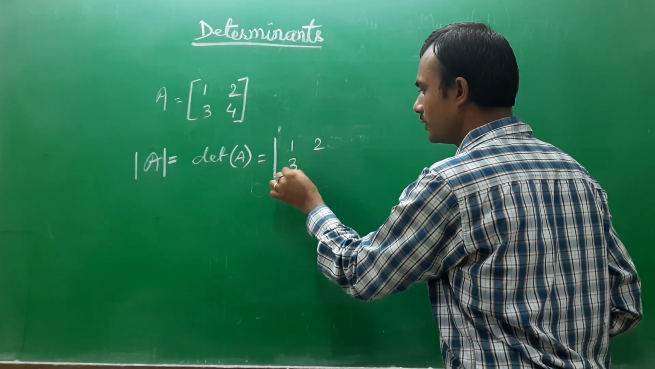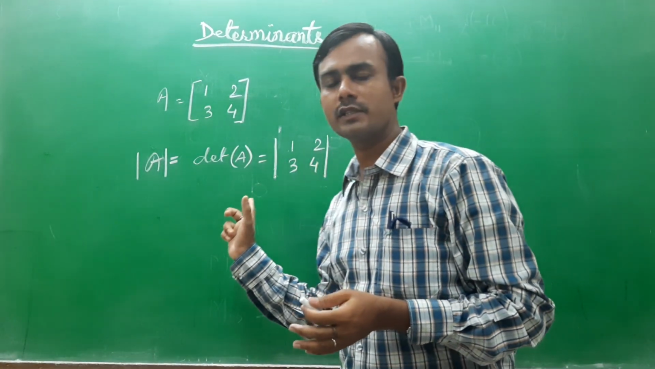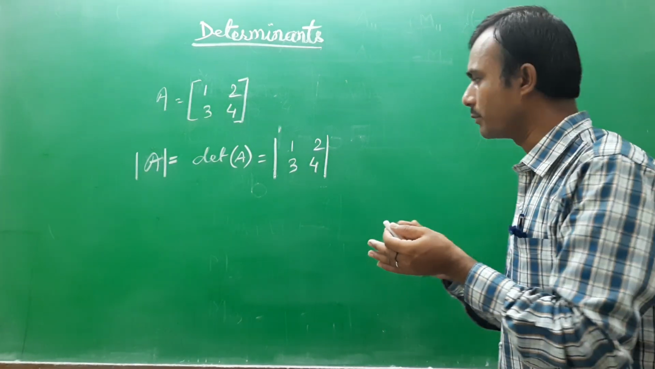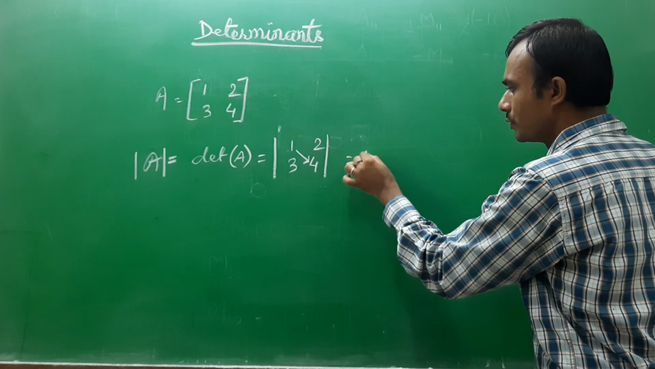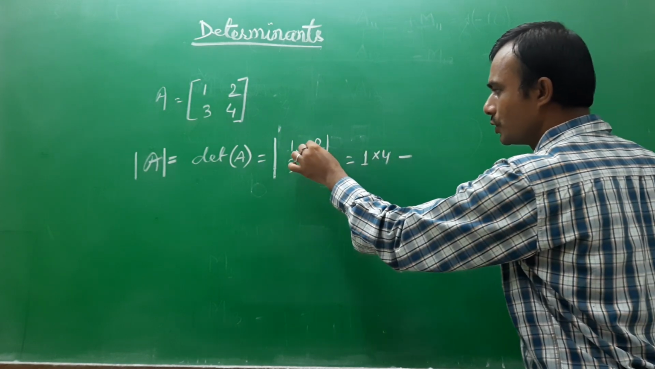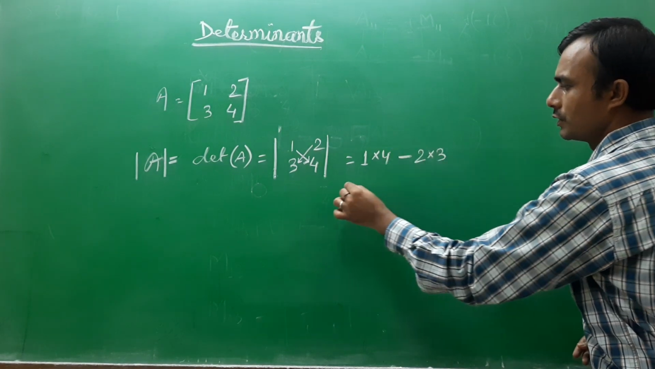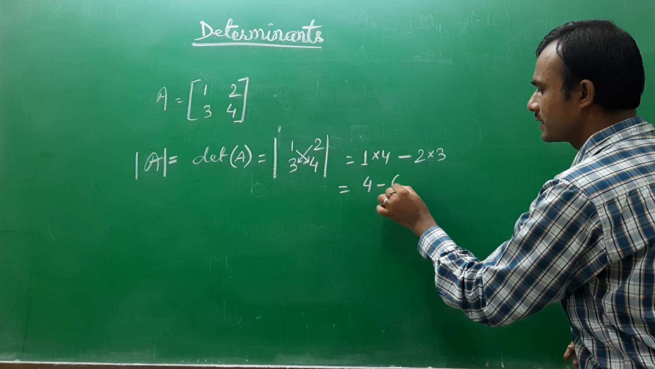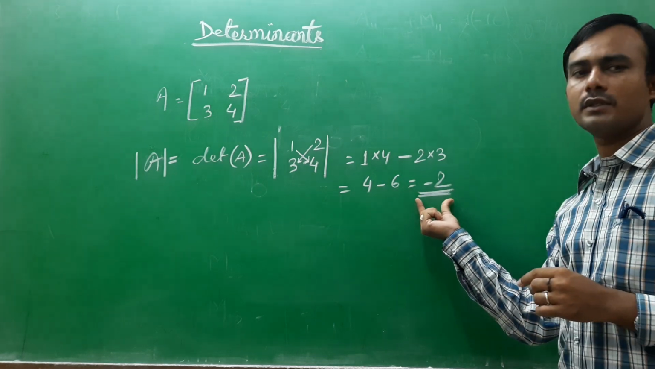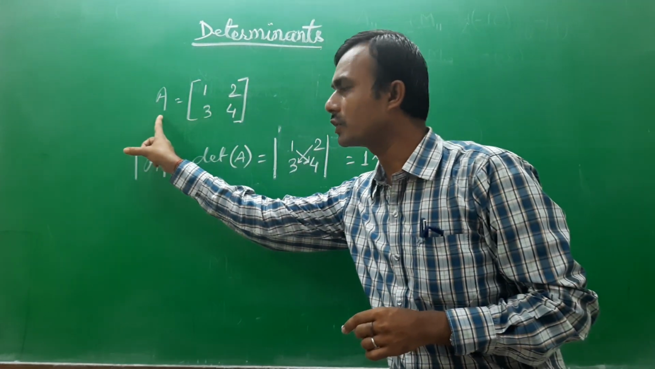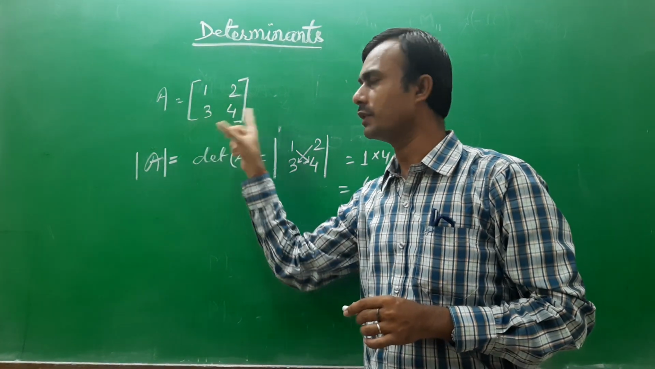For 1, 2, 3, 4, to find the number associated with this, just go with cross multiplication. 1 into 4 minus 2 into 3. So 4 minus 6 equals minus 2. This number is associated with the matrix A, whose elements are 1, 2, 3, 4.